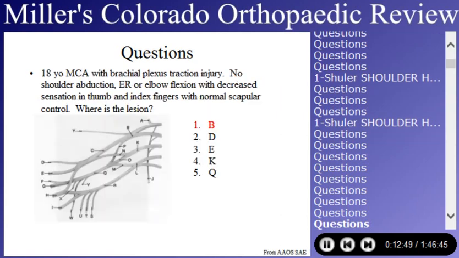18-year-old motorcycle accident, brachial plexus traction injury, no shoulder abduction, external rotation, or elbow flexion. Remember, what you're trying to determine is whether it's a preganglionic or postganglionic lesion. As you read through the rest of the question, he has normal scapular control. So you know it's a postganglionic lesion. Where is that going to be on the brachial plexus diagram? At Erb's point, which corresponds to B.